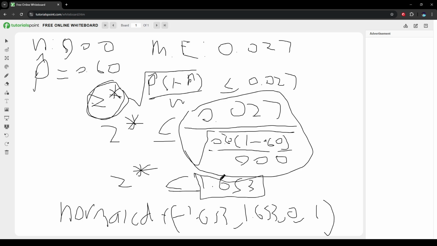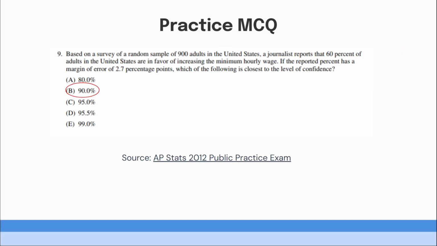If you're asked this on an FRQ, you have to say that this is your lower and this is your upper, so you have to annotate this. When we do that, we get 0.90, and that means our confidence level is 90%. Going back to the lecture, it is indeed B. Does that make sense? You just have to use the formula for the margin of error, solve accordingly, and you get that.